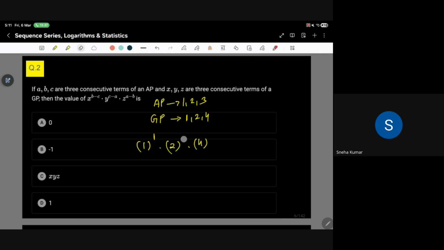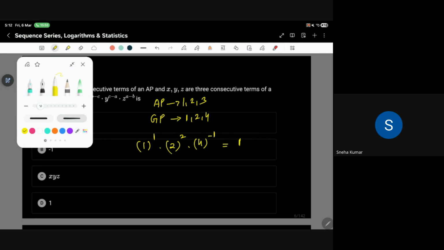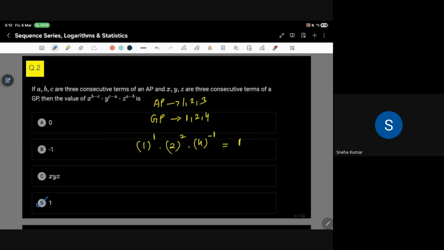So here, okay. And here A minus B. So minus 1. So that becomes, so we can directly find the value.